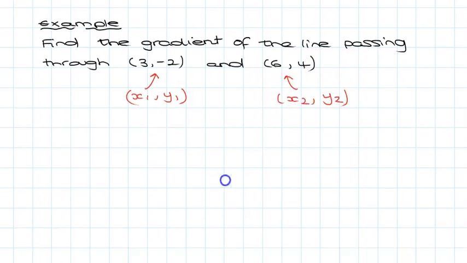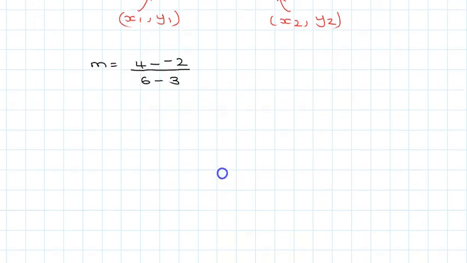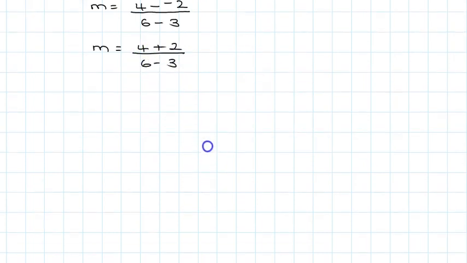Now it's just a simple case of substituting those values into the formula that we wrote up earlier, which was y2 minus y1. So I'm going to do 4 minus, and it's a negative, so it's -2, divided by x2 minus x1, so 6 minus 3. Now let's simplify that. That becomes 4 plus 2, divided by obviously 6 minus 3. So we've got the gradient to be 6 divided by 3, which simplifies to be 2. So our gradient is 2.